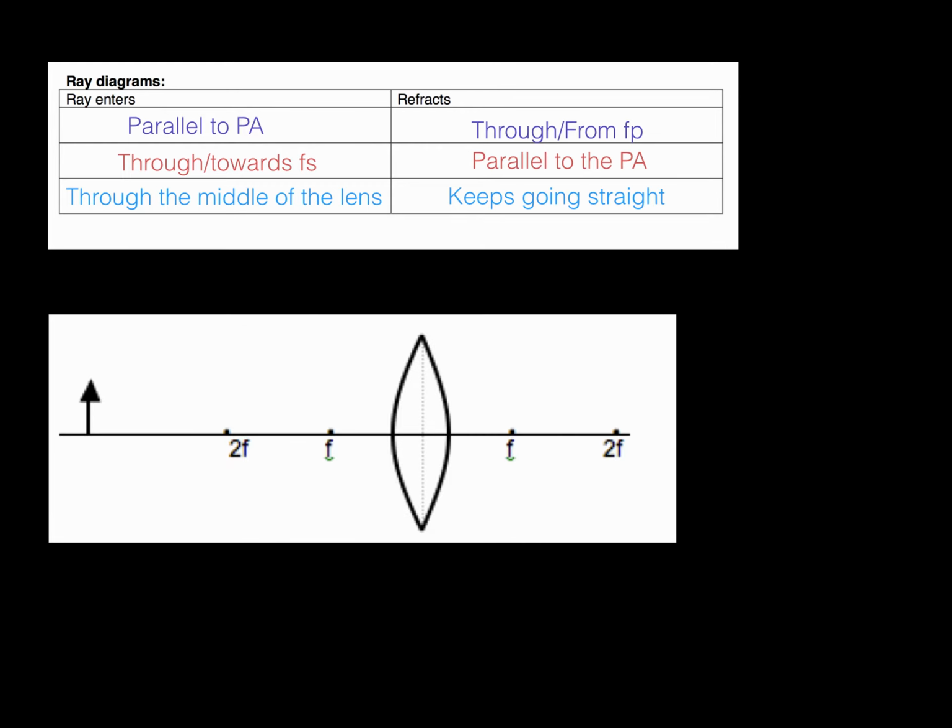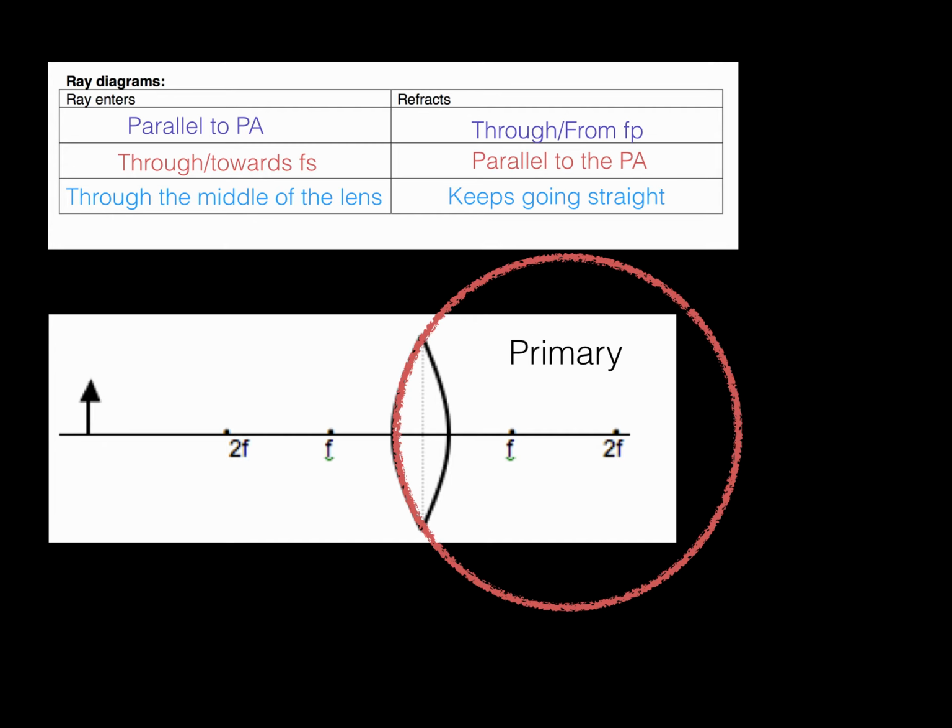Here's an example. First, we need to determine which of the 2 foci is the primary focus. You do this by completing the circle on the face the light reaches first. Inside that circle is the primary focus. The secondary focus is outside the circle.